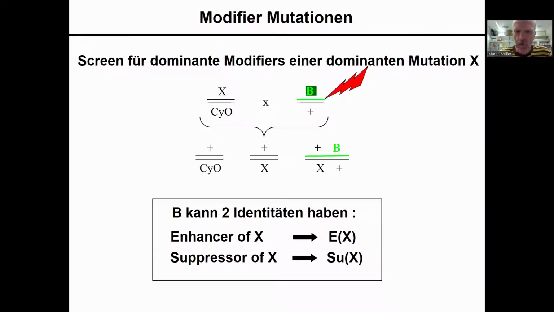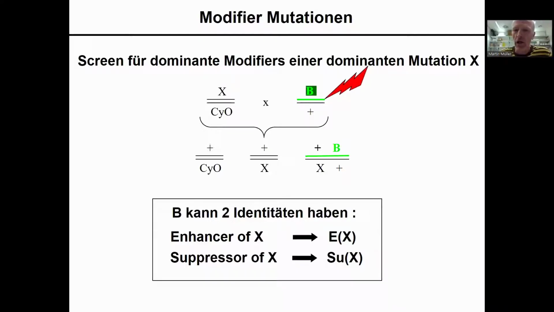The other thing I wanted to briefly mention, just for your information, is that this name suppressor is a little bit weird. You might not have heard it. So in fly genetics, you can make screens looking for mutations. If you have such a mutation, you can look whether you can find modifiers of the phenotype that you have found previously.